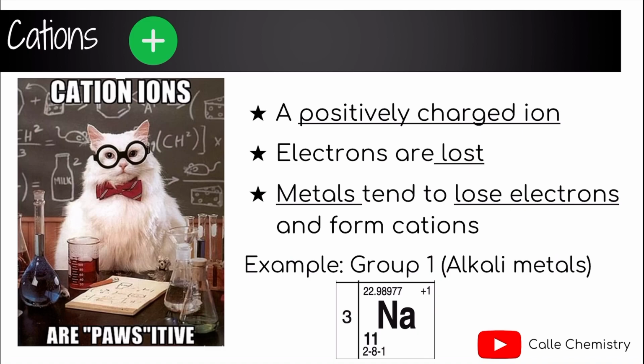When we have a positively charged ion, that is called a cation. When we have a positively charged ion, that means that electrons were lost. The elements that tend to lose electrons are metals. So metals are the ones that form the cations. Here we have an example. Group 1 alkali metals, like sodium, would form a cation.